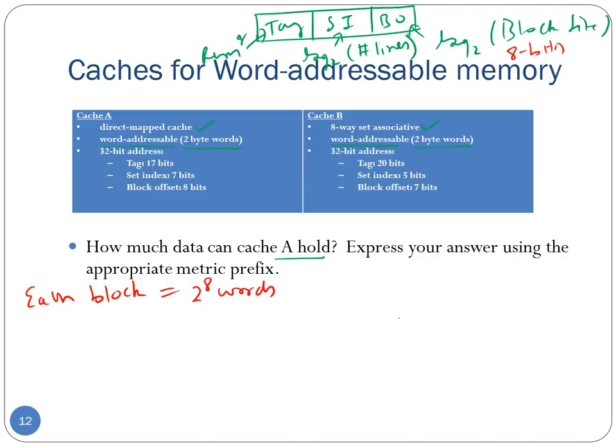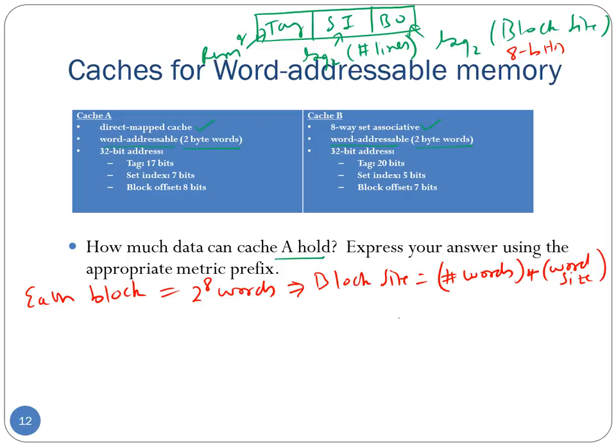So each block has basically 2 to the power 8 words. So the size of each block would be the number of words. So the block size is basically number of words in your block multiplied by word size.